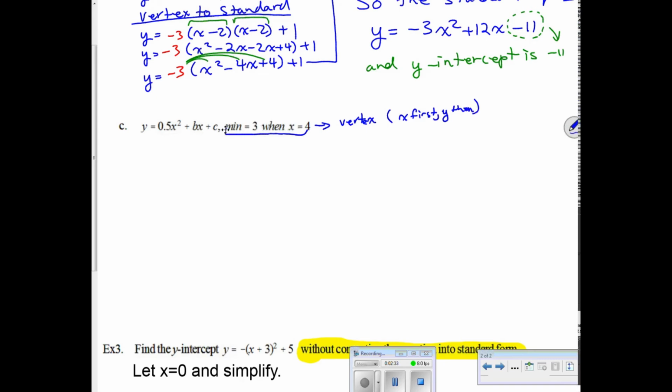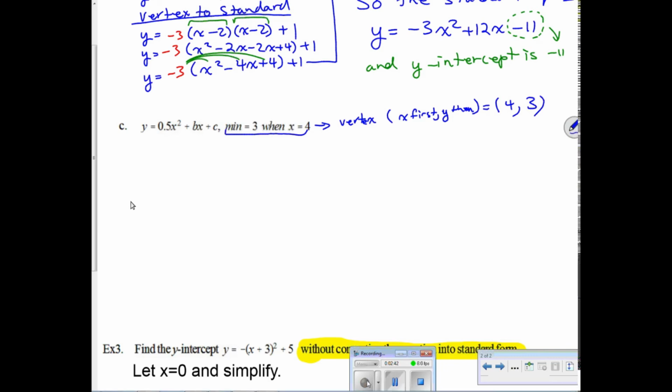Now, if you think about it, x is here. X has been given to you already. X is equal to 4, right? But the minimum is 3. So this part is your y value. So your vertex ends up being 4 and 3. Okay? So 4 comma 3.